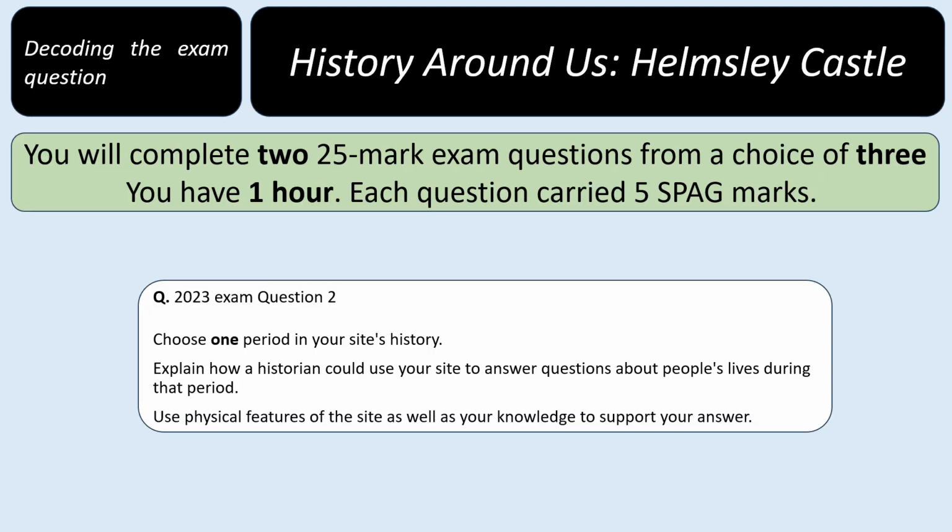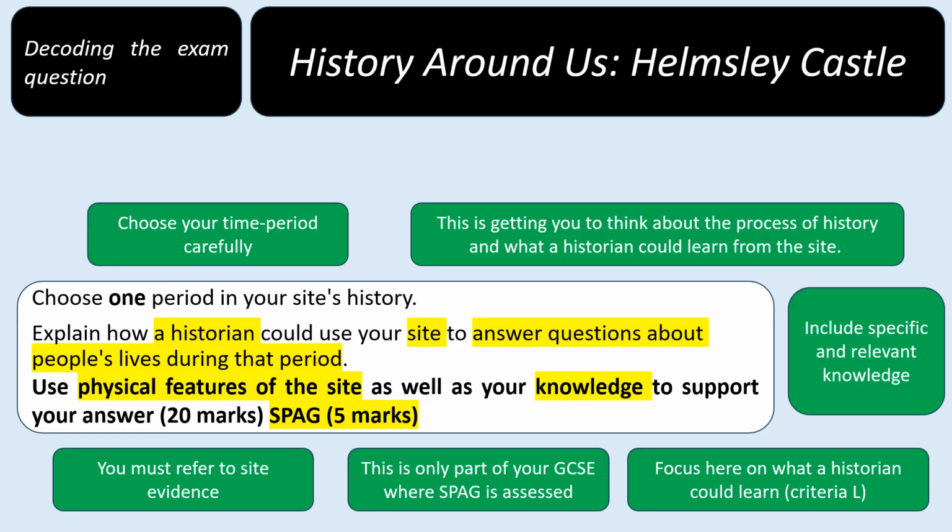Okay, we're now going to look at a specific example answer to put into practice some of this stuff. Now, this question was on the 2023 exam. It says, choose one period in your site's history. Explain how a historian could use your site to answer questions about people's lives during that period. Use physical features of the site as well as your knowledge to support your answer.